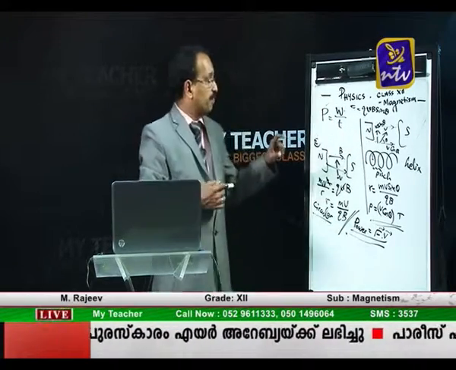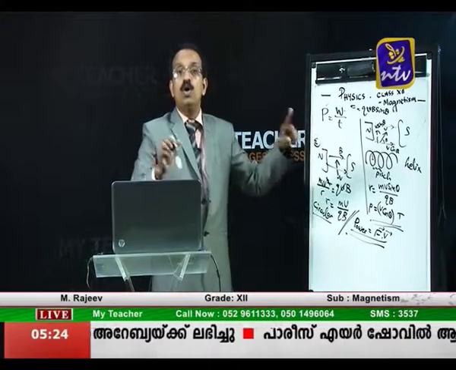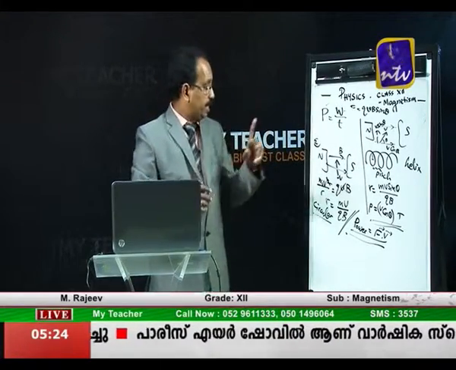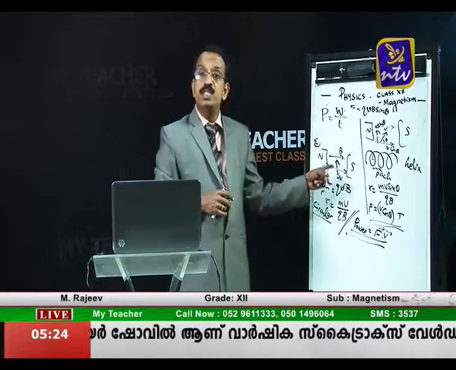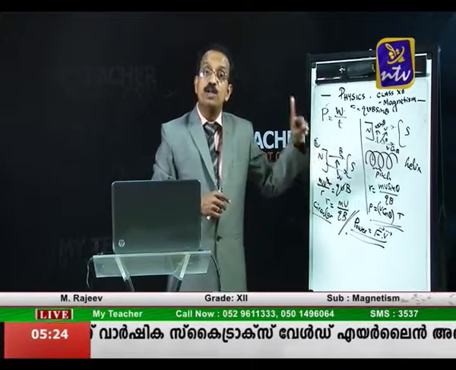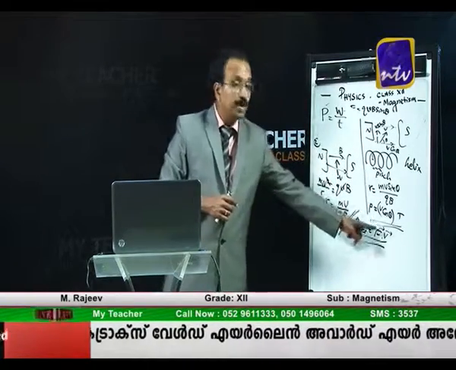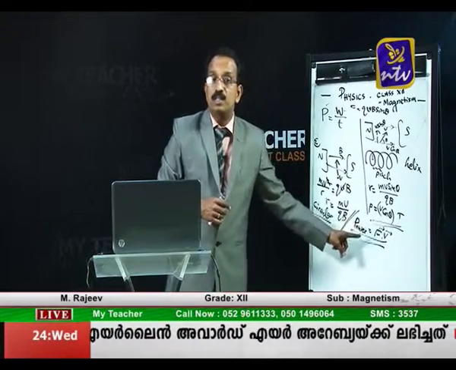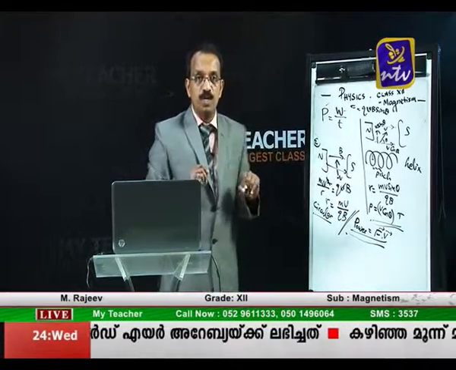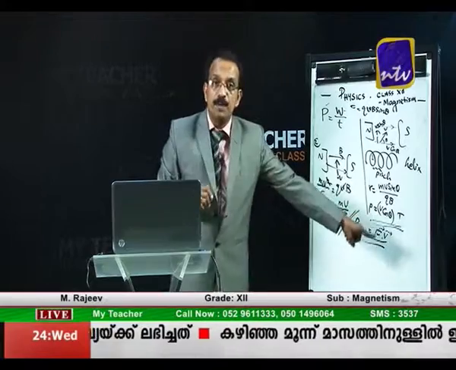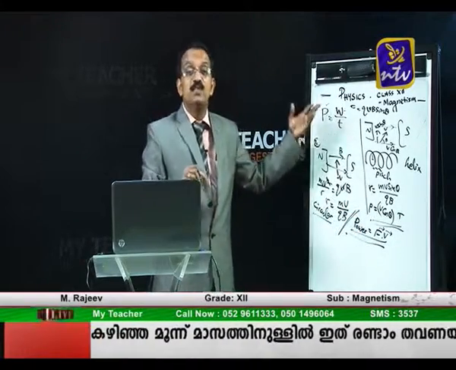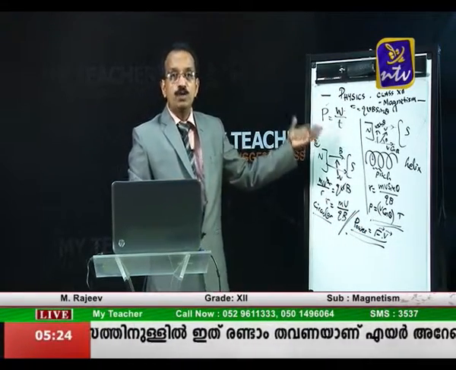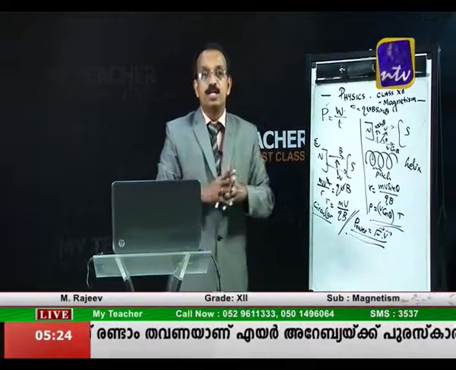So what does it mean? In the first situation, since the force is 0, no work done. In the second situation, force is there, but that force is perpendicular to velocity. If two vectors are perpendicular, the dot product is 0. So here also, since force is perpendicular to velocity, power is 0, therefore work done is 0. So second situation also, we find that work done is 0.